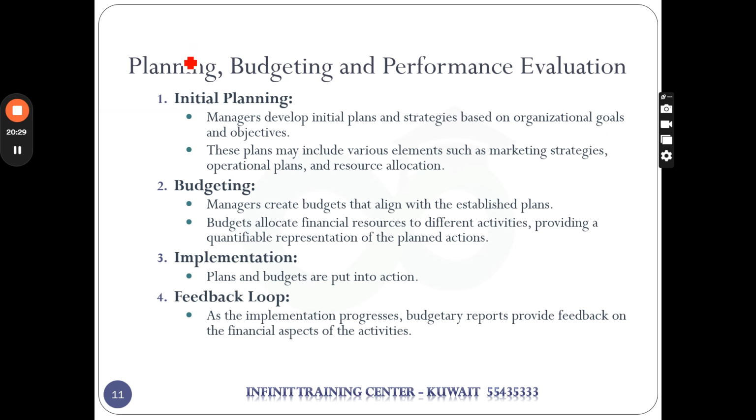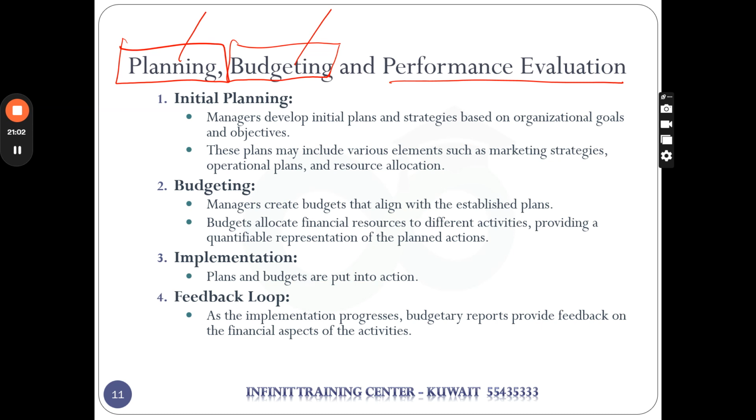Now here we are talking about planning, budgeting, and performance evaluation. We talked about planning. First we will plan based on the objectives, where we need to go. We will have a plan, and that strategic plan will be translated downwards into operational plans. That is what budgeting is. Budgeting means you are allocating your resources to reach your short-term goals.